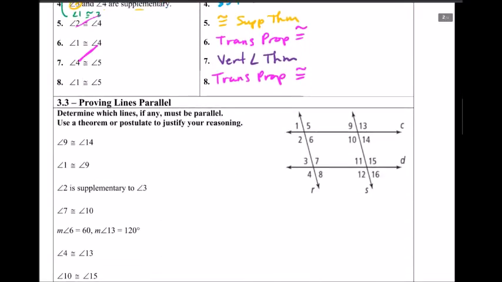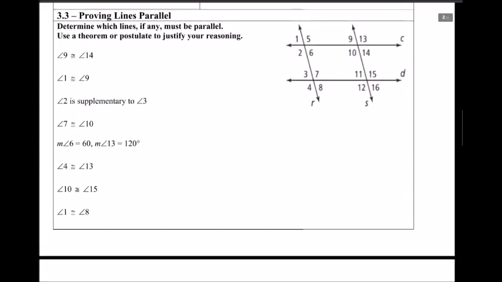All right, so then we moved on to 3.3. And 3.3, remember, was just the converse of 3.2. So instead of having parallel lines and then the result being our special angle pairs are special, now we have, if your special angle pairs are special, then you can prove that your lines are parallel. So we are asked to determine which lines, if any, must be parallel, and then of course justify with a theorem or postulate. So let's start with our first angles.